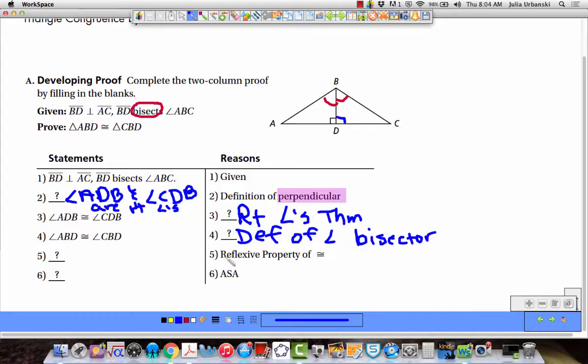Look at what they said next. What's the key word here and what they said? Reflexive. So we have to use reflexive somewhere in this picture. Where would you use it? BD. Yes, put an X there. And then it's BD is congruent to BD.